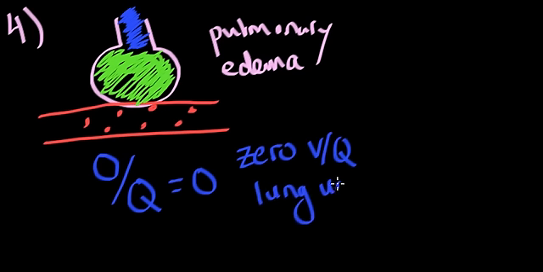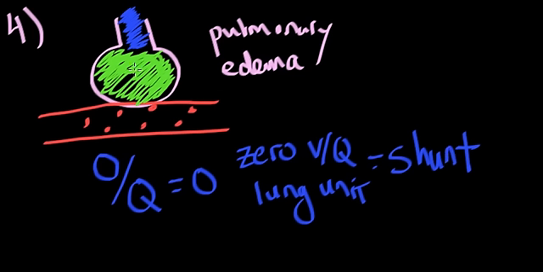And another term we use for this is a shunt. And if you remember in cardiology, a shunt is when blood moves from the right side of the heart to the left side of the heart and never gets oxygenated. There's a hole in the heart or something, and blood moves from the right side to the left side, never goes through the lungs, never has a chance to get oxygenated.